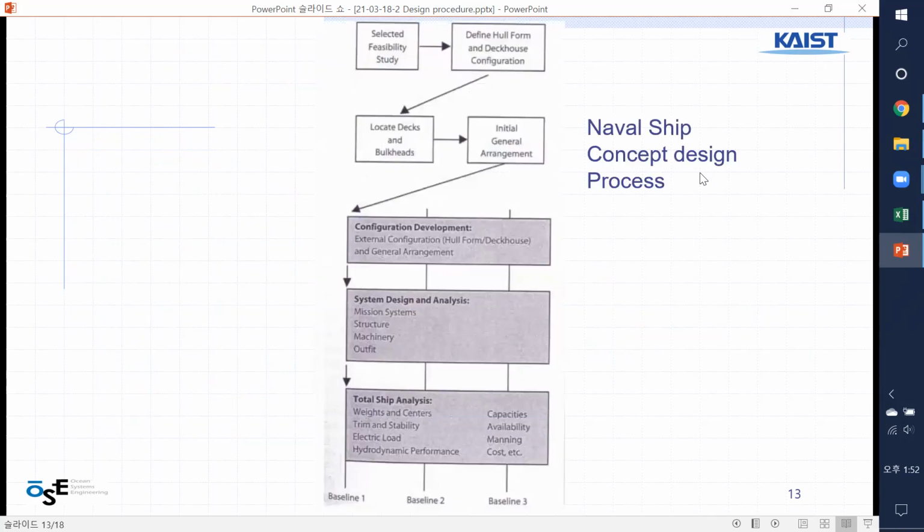And this is the concept design procedure of a Navy ship. So: feasibility study, define hull form and deckhouse configuration, locate decks and bulkheads, general arrangement and configuration development, system design, total ship analysis, and then baseline. These are design 1, design 2, design 3. So you can select afterward by comparing their performance and cost.